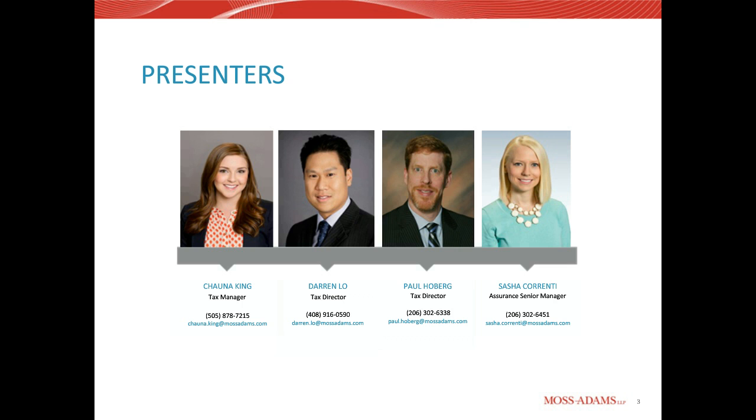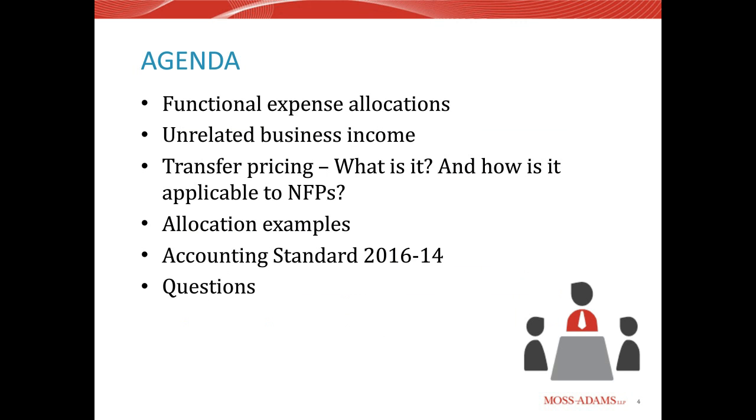Thank you, Emily. Okay, I'm going to start off with a brief overview of the agenda for today's webcast. We are going to go over functional expense allocations, what they are and why they are important. I will touch on unrelated business income. Paul and Darren will go over transfer pricing, what it is and how it's applicable to nonprofit organizations, and then they will go over some allocation examples. And Sasha will end the webcast with Accounting Standard 2016-14, and then we will have some time for some questions at the end. I'm going to start off with our first polling question.